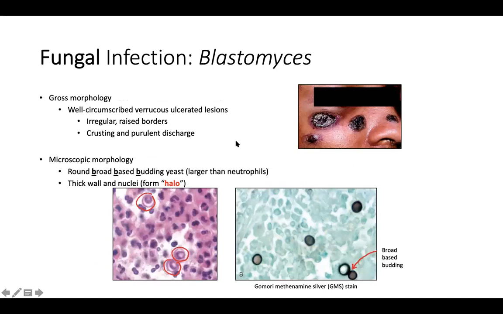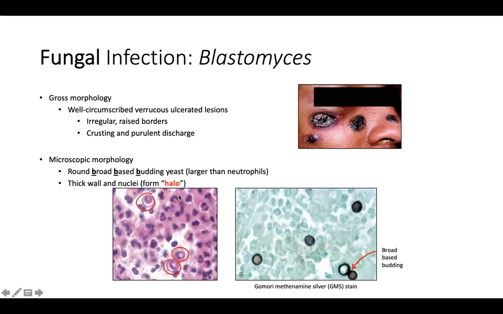Okay, blastomyces. You can get these ulcerated lesions. They've got the irregular raised borders, crusting, purulent discharge. How we remember this is blasto starts with a B and then broad-based budding. So here we are, broad-based budding.